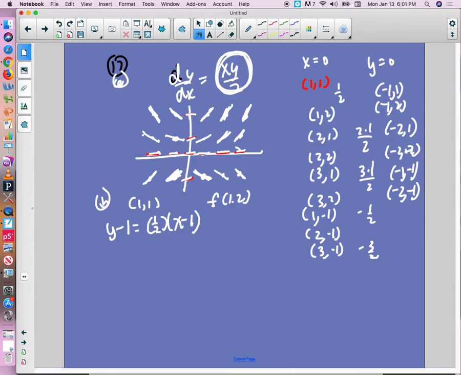So I did the first part, and now I'm going to use my equation to estimate f of 1.2. So y is equal to 1/2 times x minus 1, plus 1. I'm just solving for y. I'm going to fill 1.2 into my line.